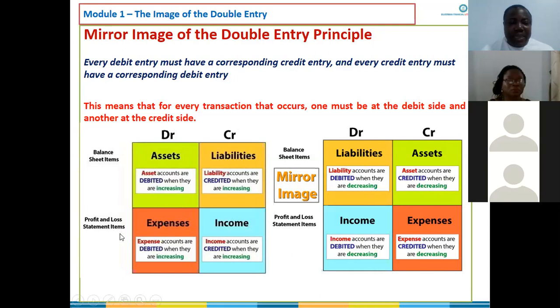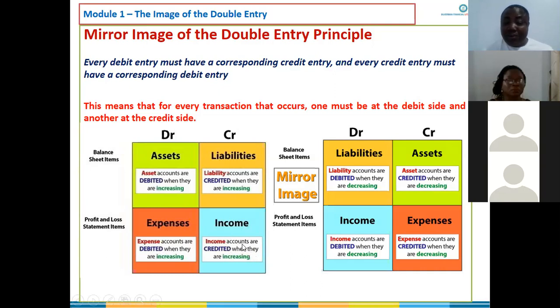At the profit and loss side, expense accounts are debited when they are increasing. So for example, if you are paying for your electricity bill, your water bill, or whatever, here in Myanmar we call it the meter bill, you have to debit that account because it is increasing. Then for the income side, income accounts are credited when they are increasing.